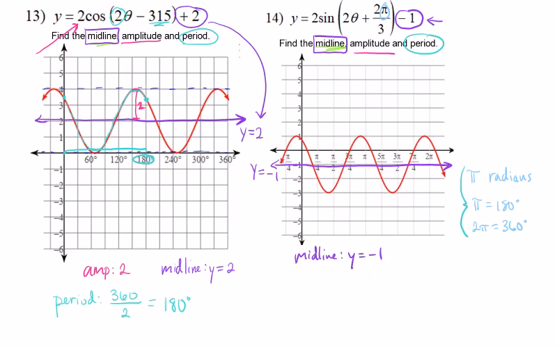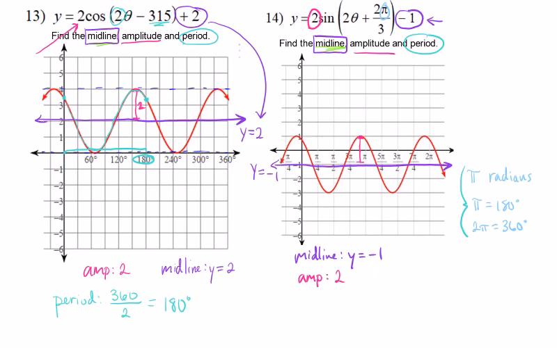Now let's talk about amplitude. Amplitude might be the easiest thing. If we're looking at the graph, we just want to look how high it is from the midline to the top, and we can just count that out, 1, 2, so it's 2 units. Or we can look at this, right? So amplitude is 2. That's pretty easy to find either way.